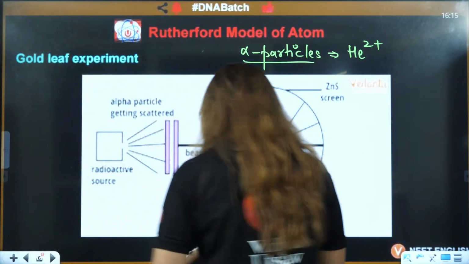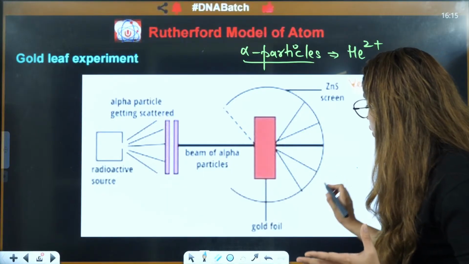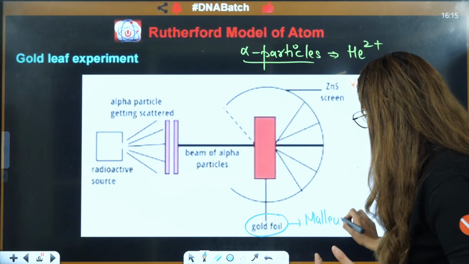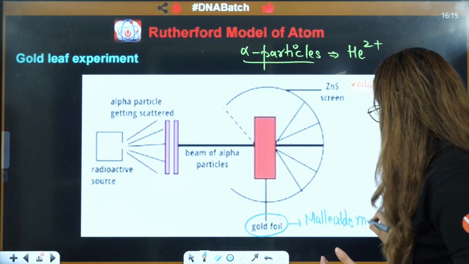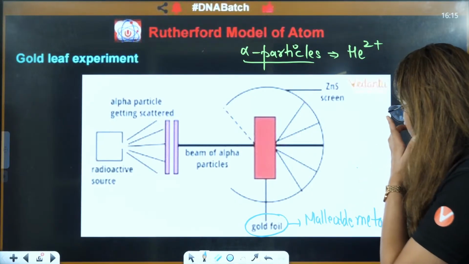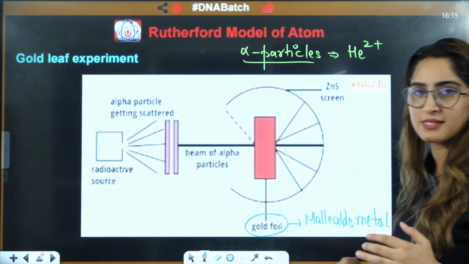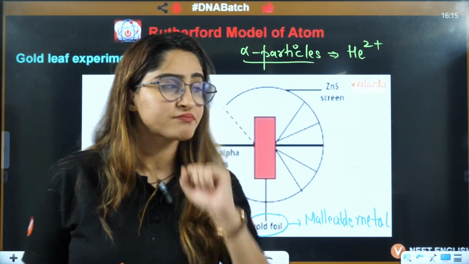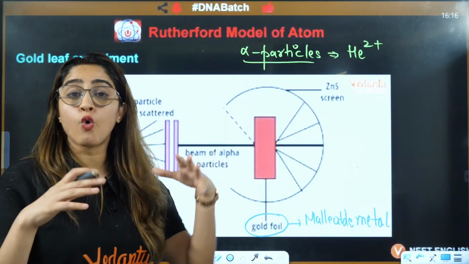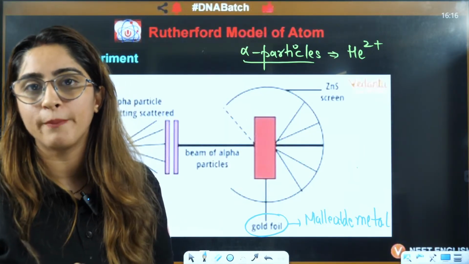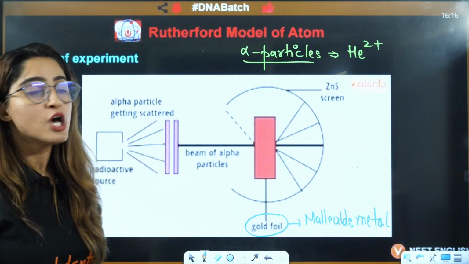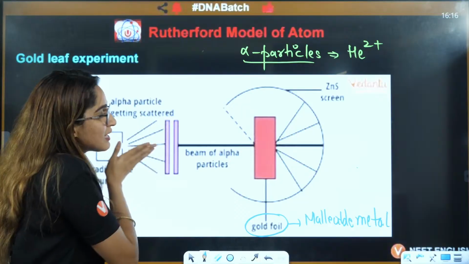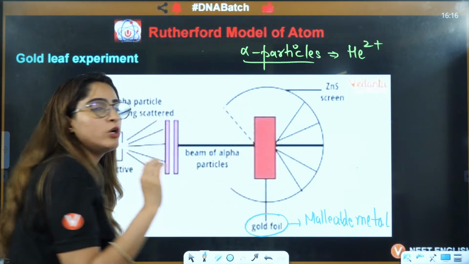Now the question may be, ma'am, why was gold foil used? Gold foil was used because it is very malleable. Malleable means it can be drawn into very thin sheets. That is called malleability, right? Gold is a highly malleable metal, and that's why it was used here, so that we can observe how alpha particles behave when they cross the gold foil.